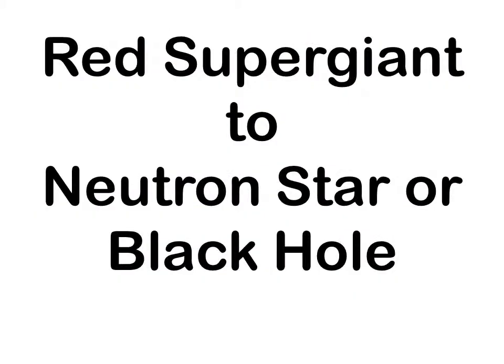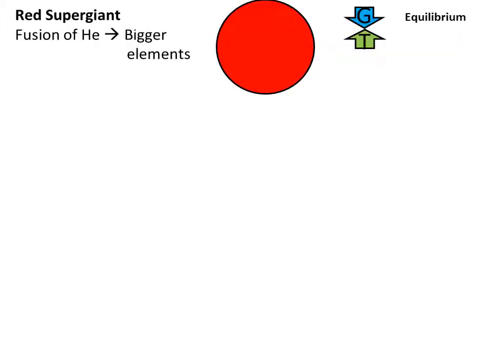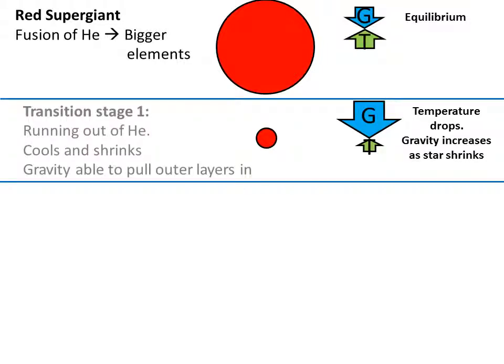Next one, red supergiant to a neutron star or a black hole via a supernova. Now this one's a bit more interesting. We start off with our large supergiant. Again, the gravitational force and temperature are balanced initially, with the fusion of helium into bigger elements. Transition stage one: first of all, we start to run out of helium. So it cools and shrinks.